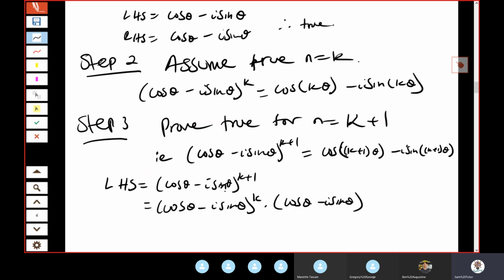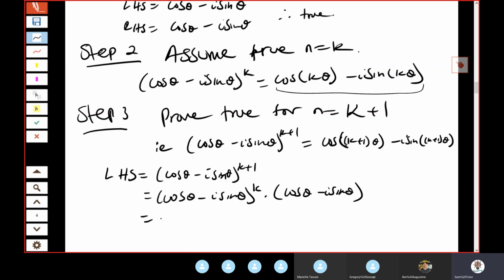Next line. What do we always do after? The whole point of this is to bring our assumption in. So that is our assumption, so we're going to substitute this value in. Equals cos k theta minus i sine k theta, so that whole thing multiplied by cos theta minus i sine theta. Hopefully somehow we can prove this becomes this.